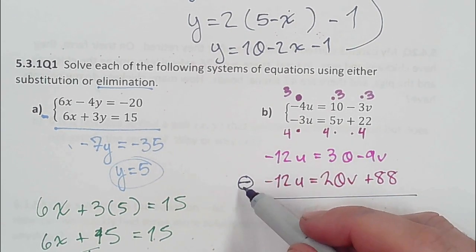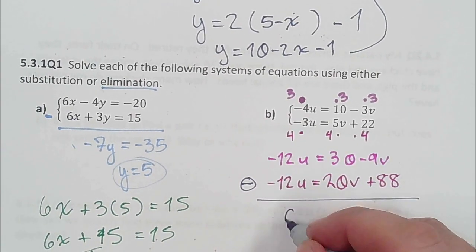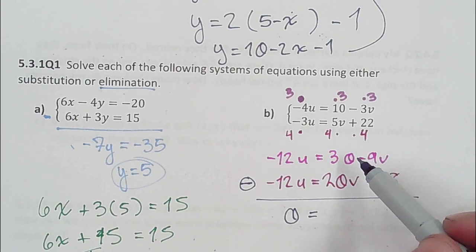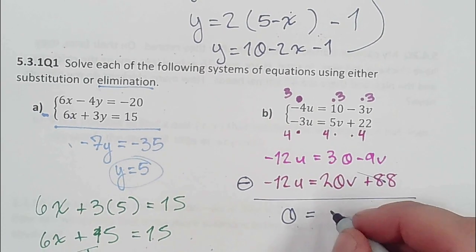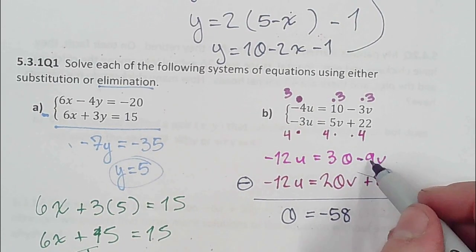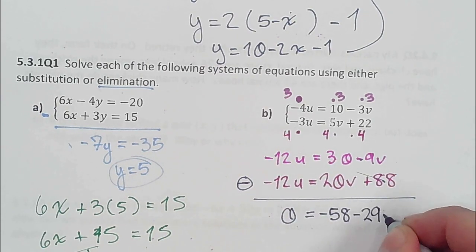Negative 12u minus negative 12u, anything minus itself is 0. So that's nothing. And that'll equal, when I combine like terms, 30 minus 88, because again, those are the like terms here. Can't subtract 20v's from 30. 30 minus 88 I can do, though. That's going to be negative 58. And negative, don't forget the negative with that 9, negative 9v minus 20v's is negative 29v's.